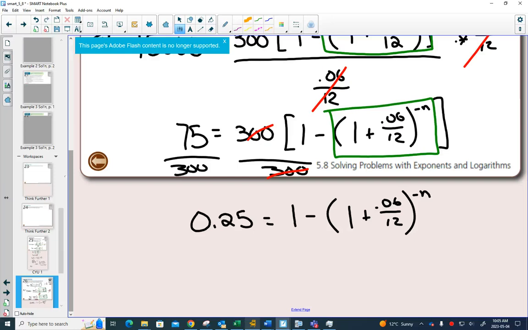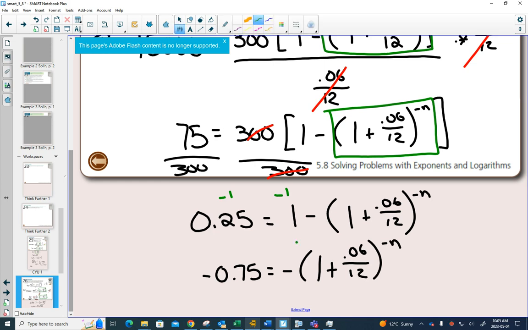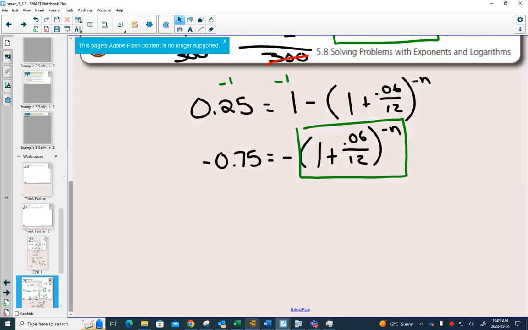And interestingly, on the final exam, okay, we're going to get that power by itself. Can you see next, you could move the 1 over by subtracting 1 on both sides, and you would get negative 0.75 equals negative, we still have a negative there. And technically, that power isn't by itself yet. Because of the negative, you'd have to multiply both sides by a negative number to finally get it by itself.